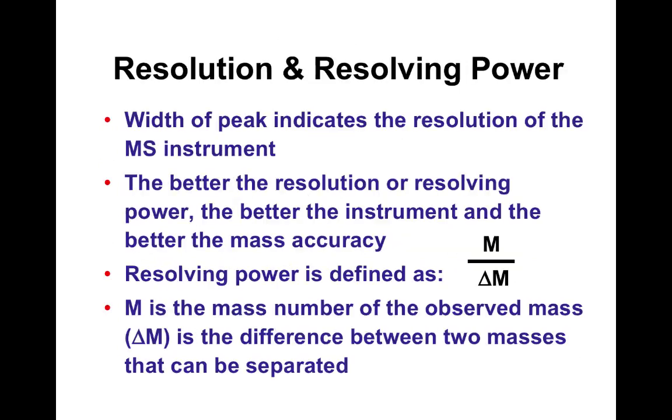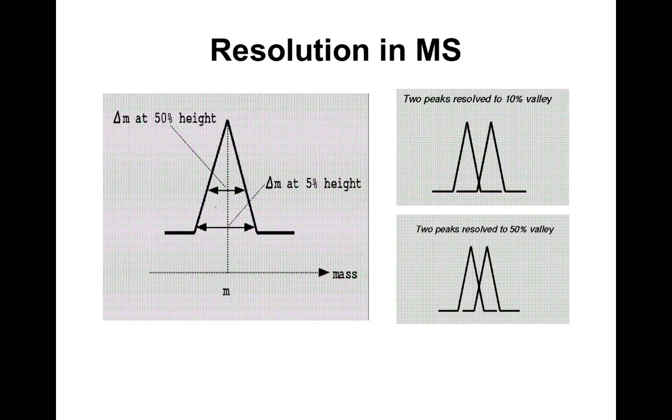With mass spec, we are always worried about how narrow the peaks are. The width of the peak is a way of measuring the resolution of a mass spectrometer. The better the resolution, the more expensive the instrument, obviously, but the better it is. So the resolving power is measured as the observed mass divided by the difference between two masses that can be separated. So m over delta m.